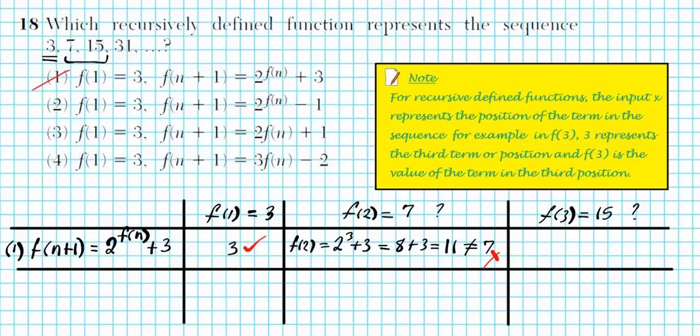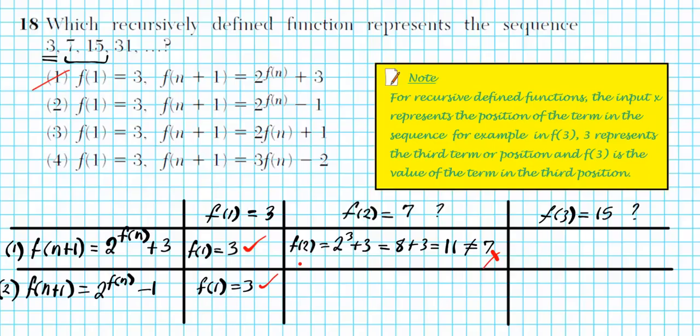We eliminate option 1. Progress to option 2. Option 2, we have the formula f of n plus 1 equals 2 raised to the previous term minus 1. Okay, what is f of 1 here in this table right here? Forgot to write a complete statement. That's not good. Okay, so is f of 1 3? Yes, it's given, clearly stated here.